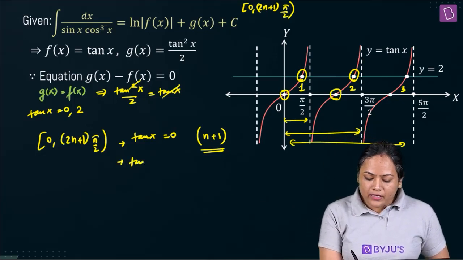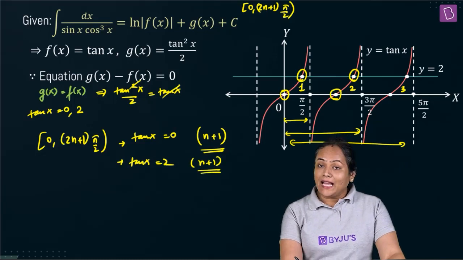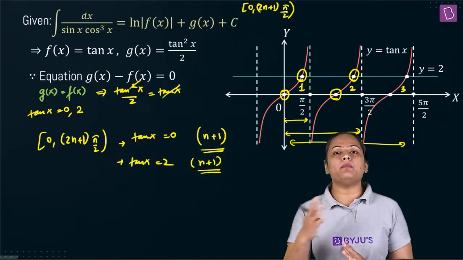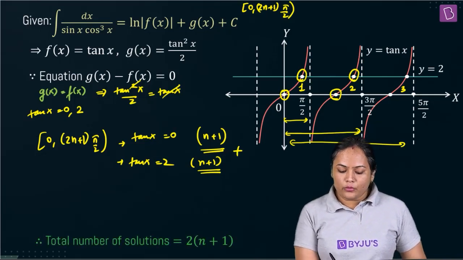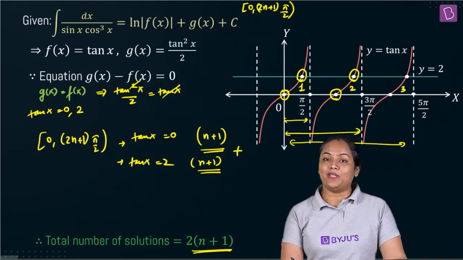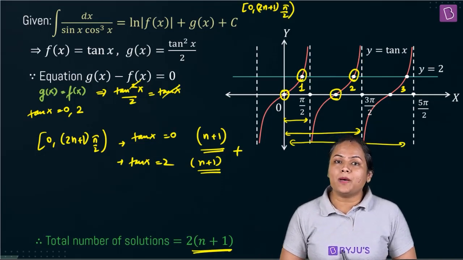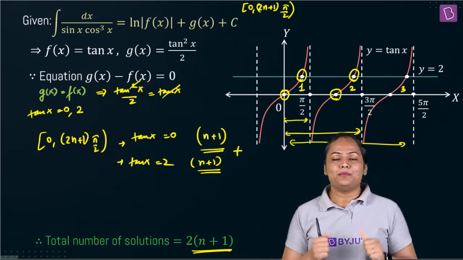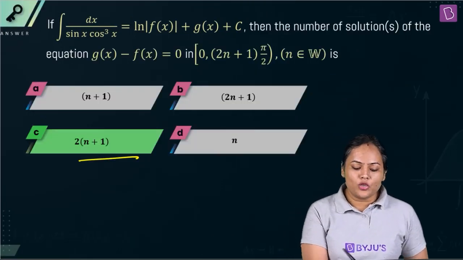And similarly, for tan x equal to 2, again it will be n plus 1 solutions. And therefore, the total number of solutions, when I add these two, will be equal to twice of n plus 1. Understood how we have solved this part? Perfect. The answer therefore will be option C.